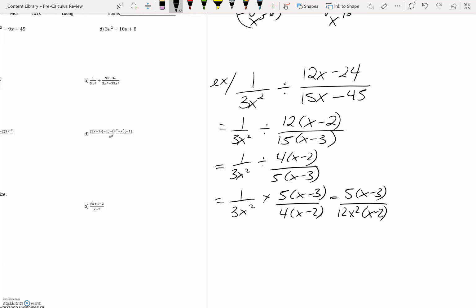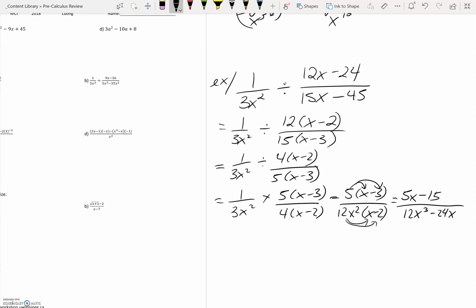And really, when we look at this, the only thing we can really do is expand these last few ones. So I guess we can do that and then we'll be done. So it'll be 5x and then minus 15. So that's 5 times x and 5 times negative 3. Then we'll take this whole term, 12x squared times x, and then times it by negative 2. So that's 12x cubed minus 24x.